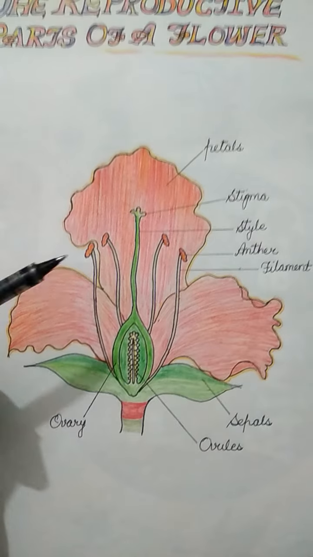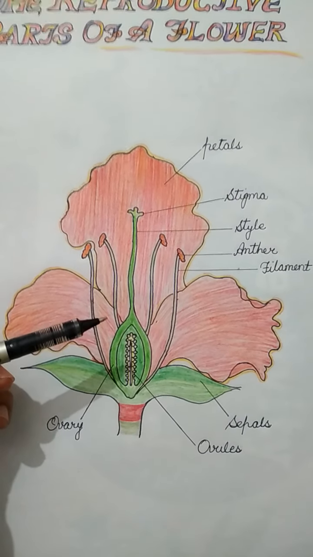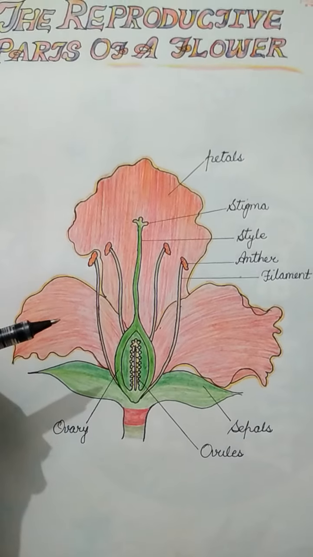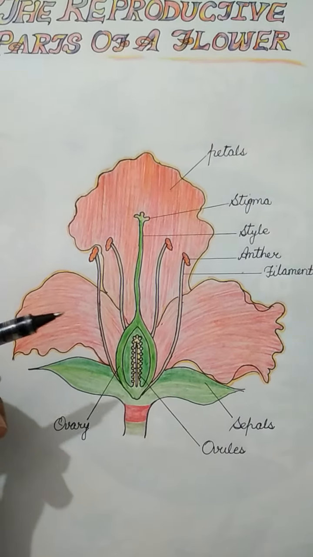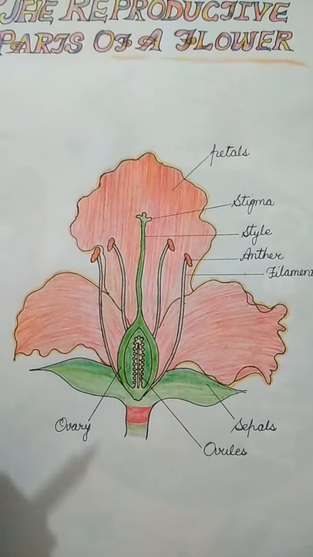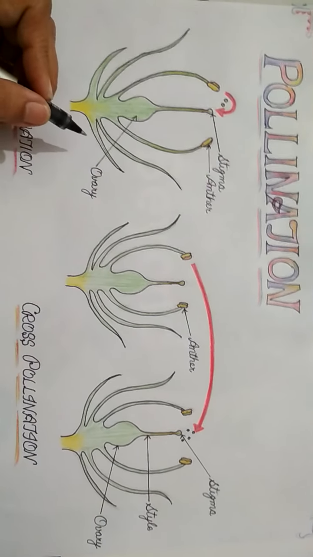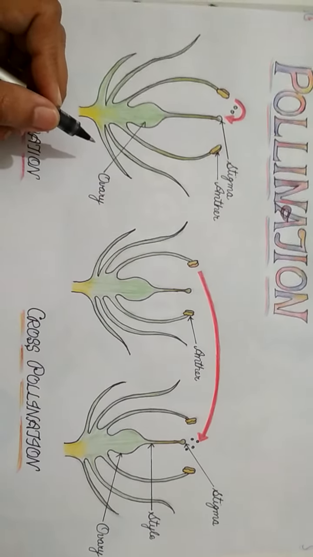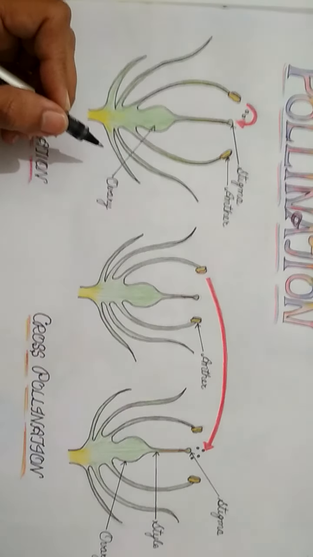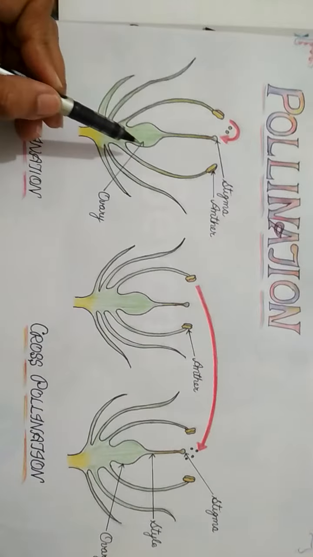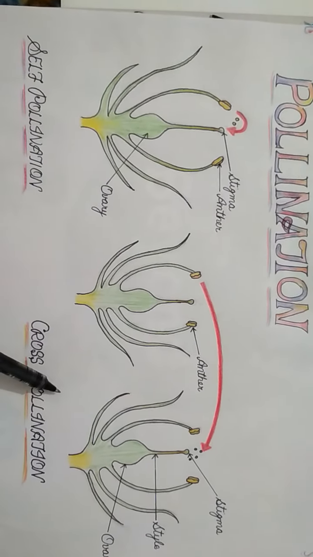After pollination, the male and female gametes fuse to form the zygote. And I need to explain one more thing. The process of pollination is of two types: self pollination and cross pollination. I have drawn here diagrams of self pollination and cross pollination.